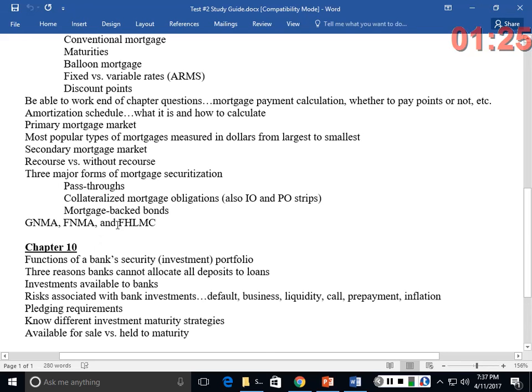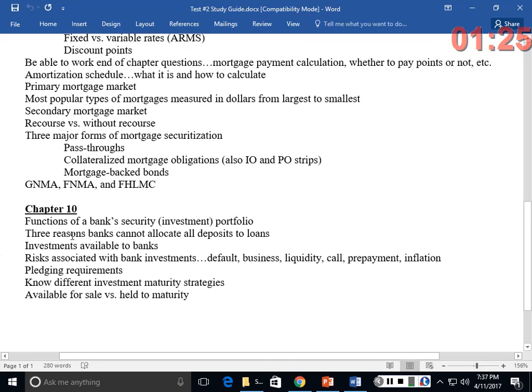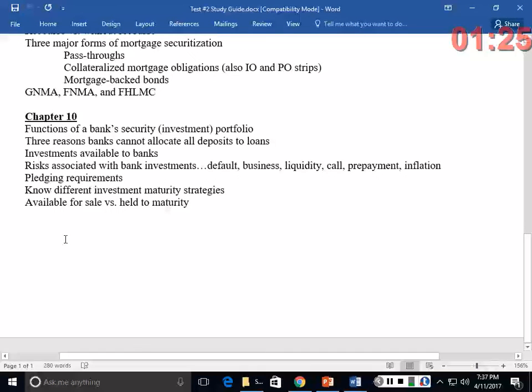This stands for the Federal Home Loan Mortgage Corporation. And then Chapter 10, which we covered tonight: the function of a bank's investment portfolio, and the 3 reasons banks cannot allocate all deposits to loans.